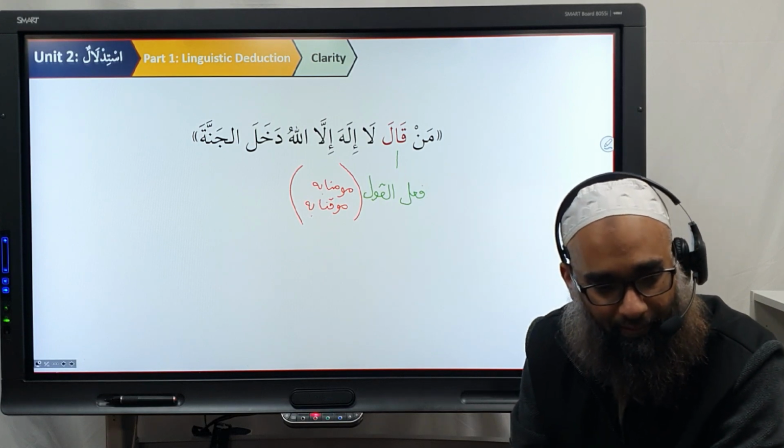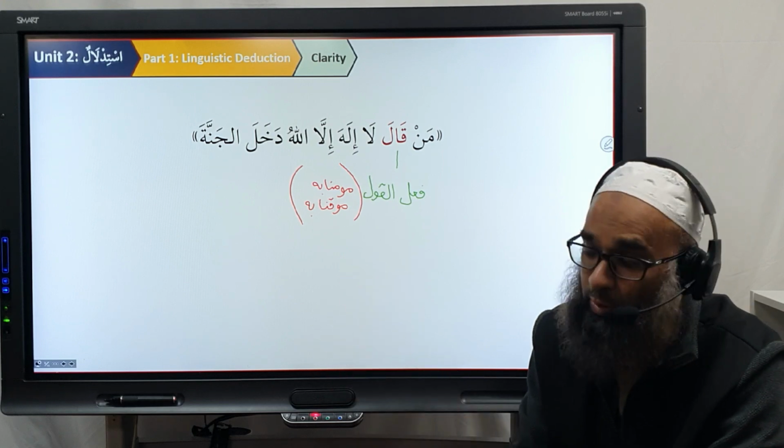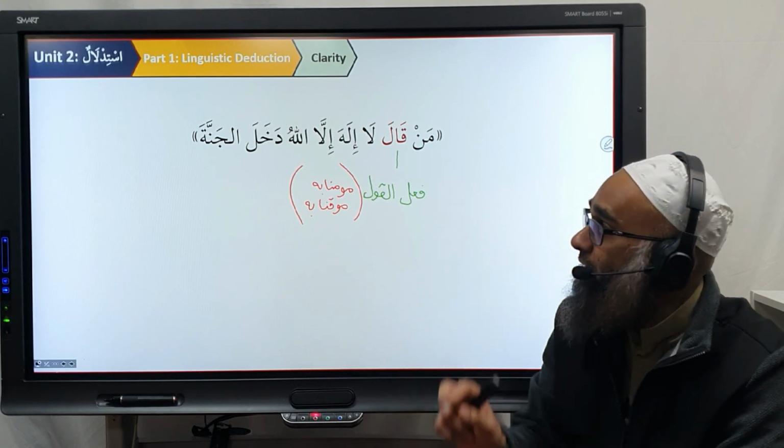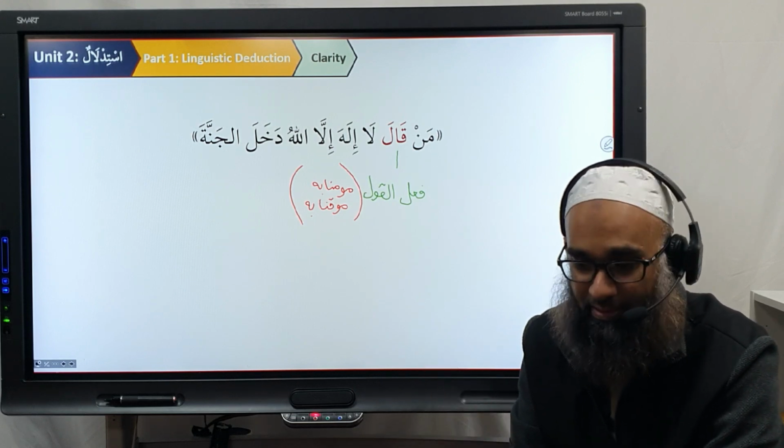No. But why are you bringing that qaid? Where are you getting that condition of you have to believe in it from? The hadith says, Man qala la ilaha illallah dakhal jannah. Why are you bringing the qaid onto a mutlaq? Go ahead.